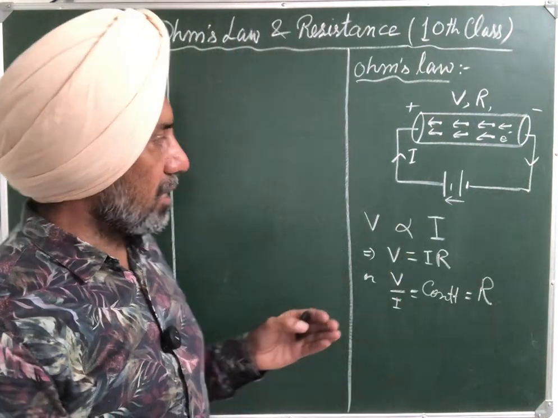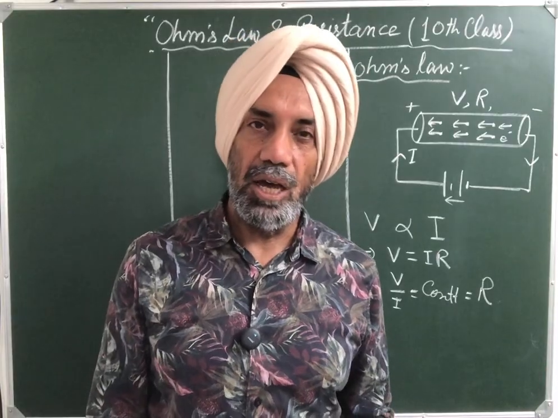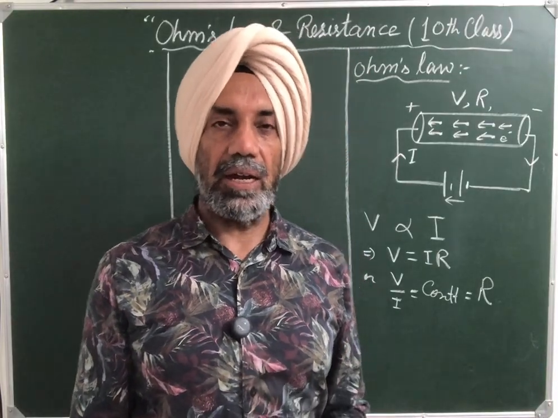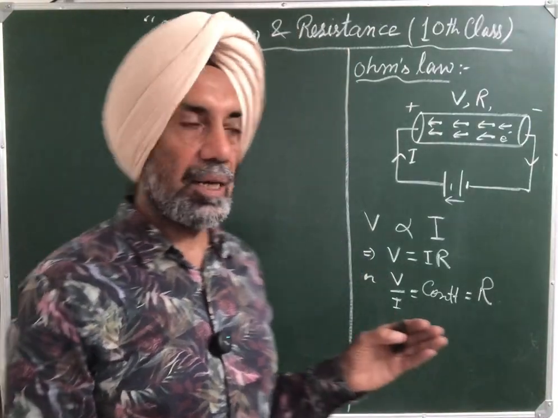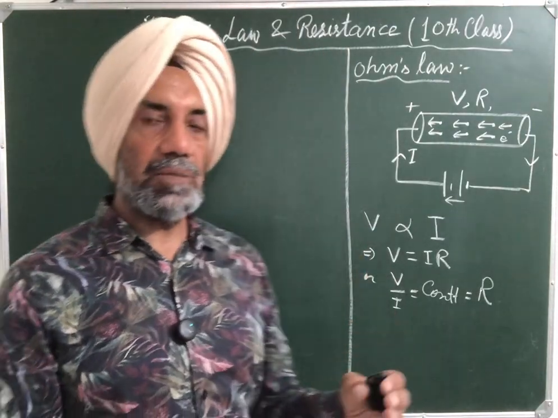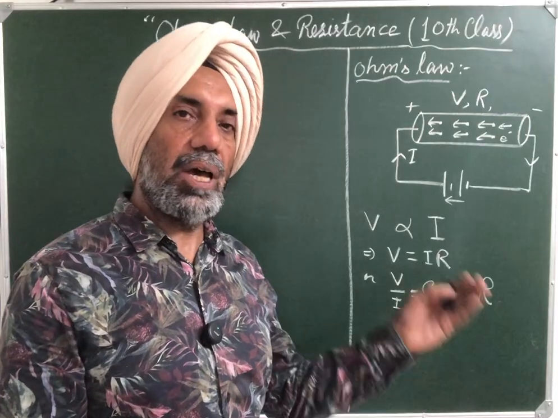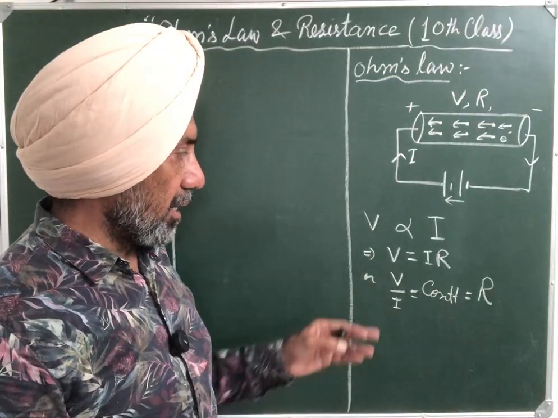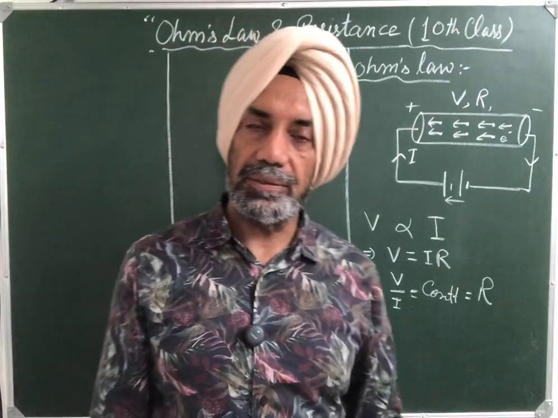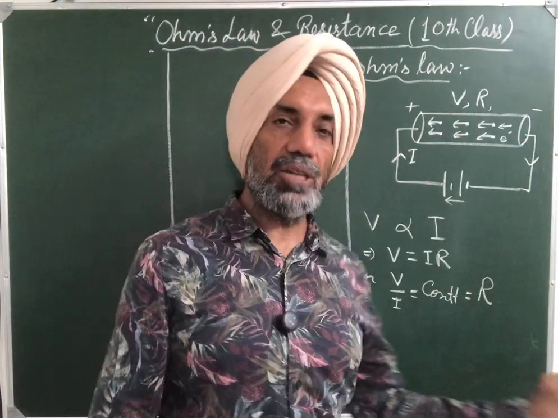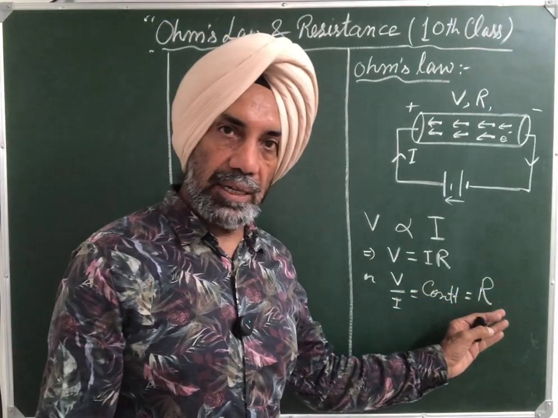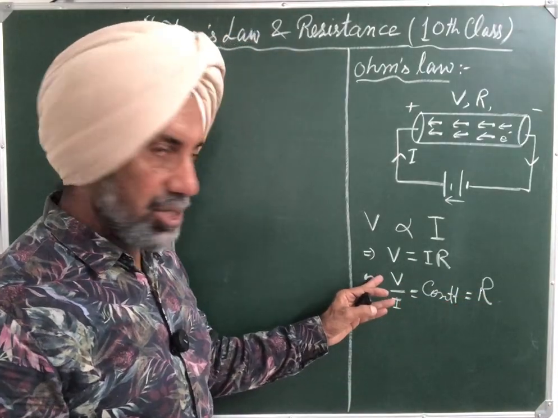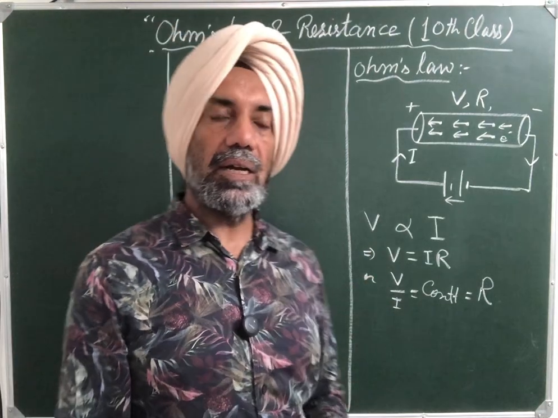I repeat, it states that potential difference across the ends of a conductor is directly proportional to current flowing through the conductor, and the cause of current is flow of electrons from one end of the conductor to the other end. In other words, V upon I remains constant, and this constant is called resistance of the conductor. So mathematically, the resistance of a conductor is defined as the ratio of potential difference to the current flowing through the conductor.